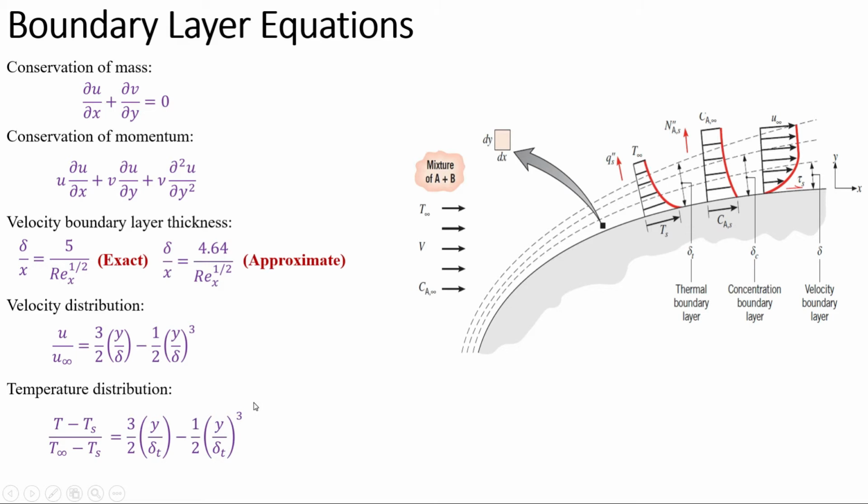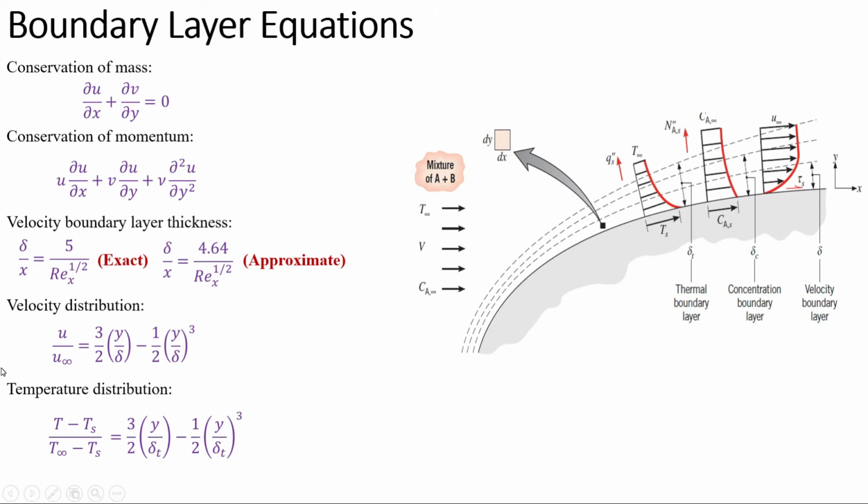So I hope that you have learned velocity distribution in fluid mechanics, and from the same concept we have developed the temperature distribution, which is analogous to the velocity distribution, and it is written on your screen. Here I will again recommend you to pause my video and write the temperature distribution, all these equations, in your textbook. Now we have learned conservation of mass, conservation of momentum, velocity boundary layer thickness, and we have determined the velocity distribution. All these equations we have learned in fluid mechanics, and the temperature distribution is analogous to the velocity distribution.